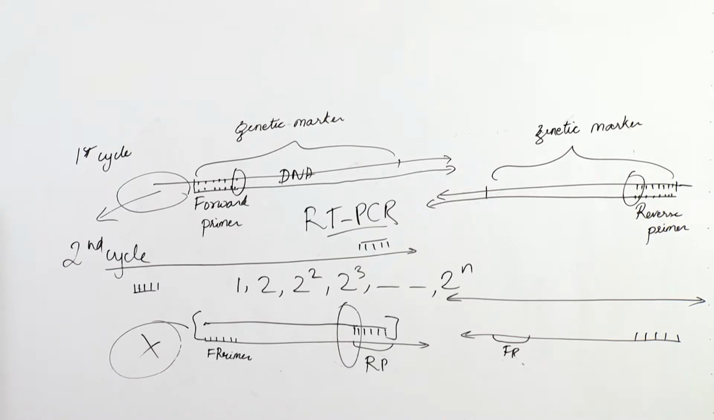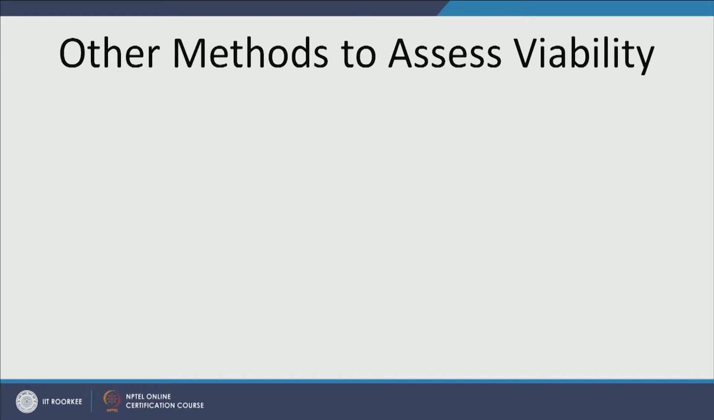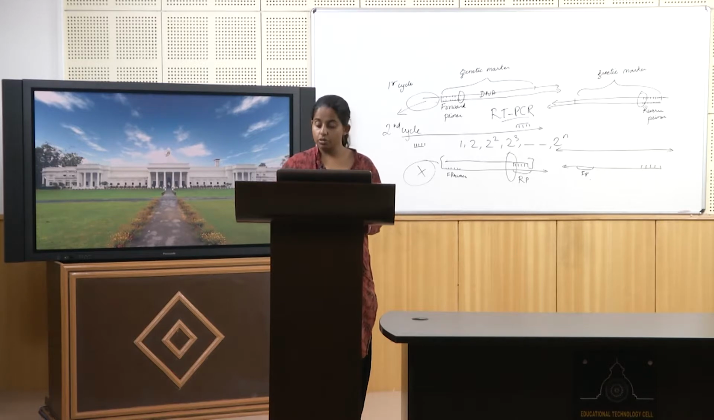So this is reverse transcriptase PCR, and then there are other methods. Now here is the thing, I mentioned that one of the limitations of PCR is that I can't tell if my starting DNA was from a live cell or from a dead cell. There are certain methods to assess the viability of the pathogen that we are detecting.